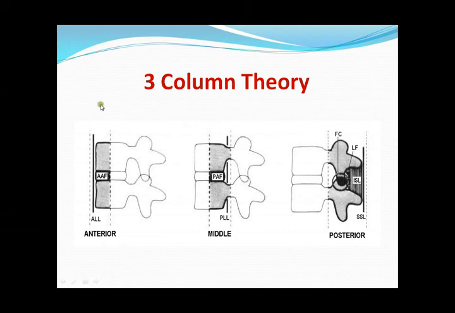So the importance of these three columns is that if there is involvement of two columns, or more than two, that shows that the spine is unstable and that the patient needs surgery.